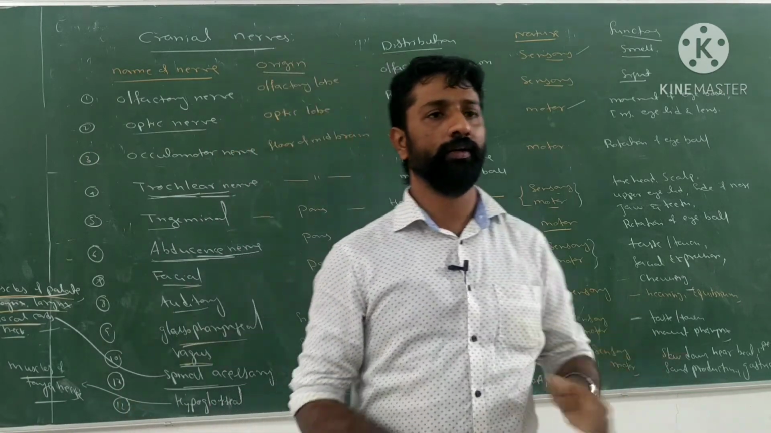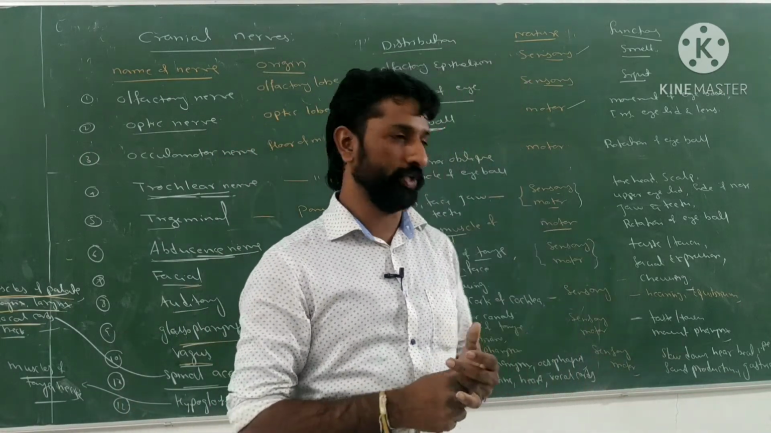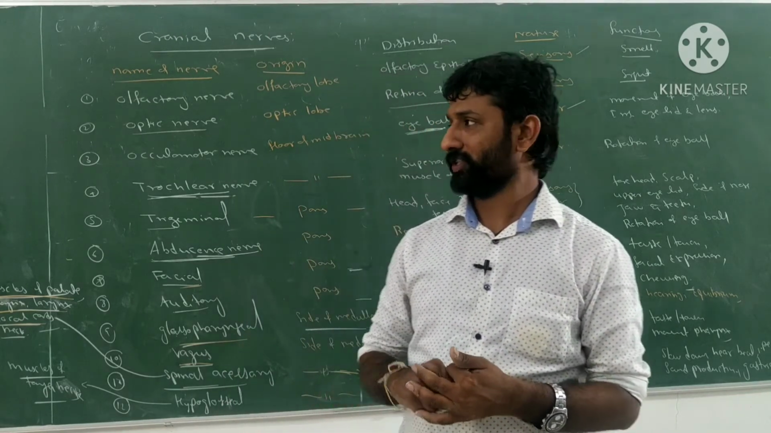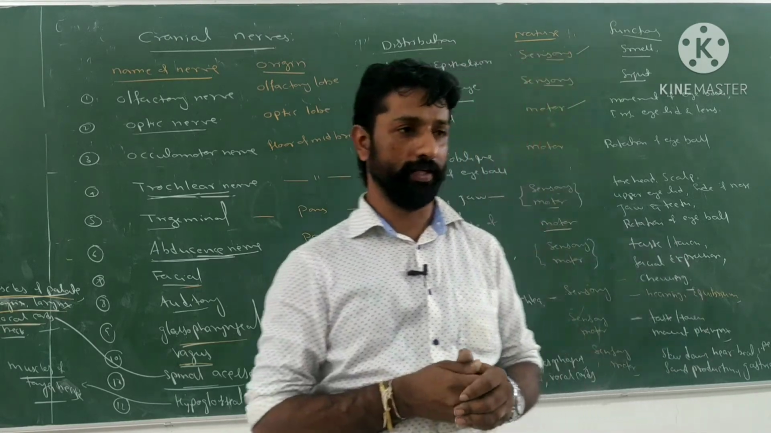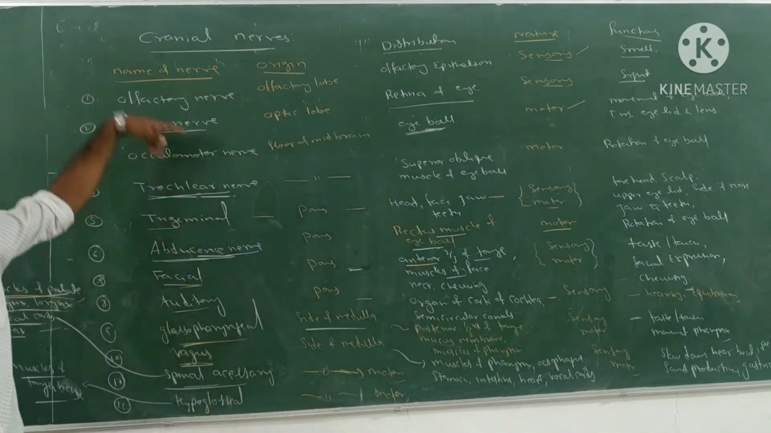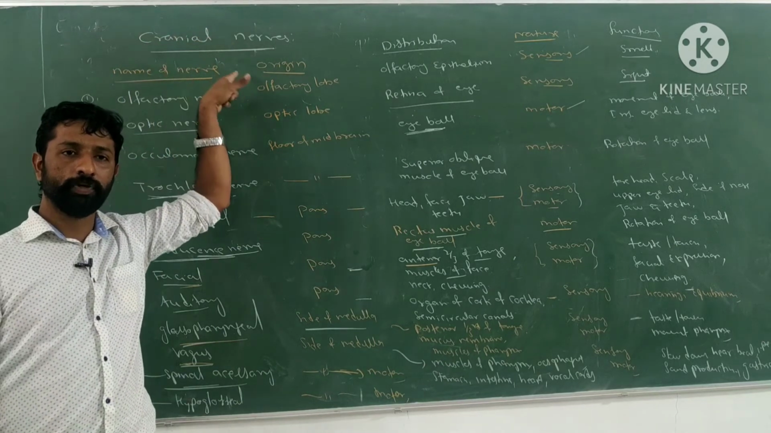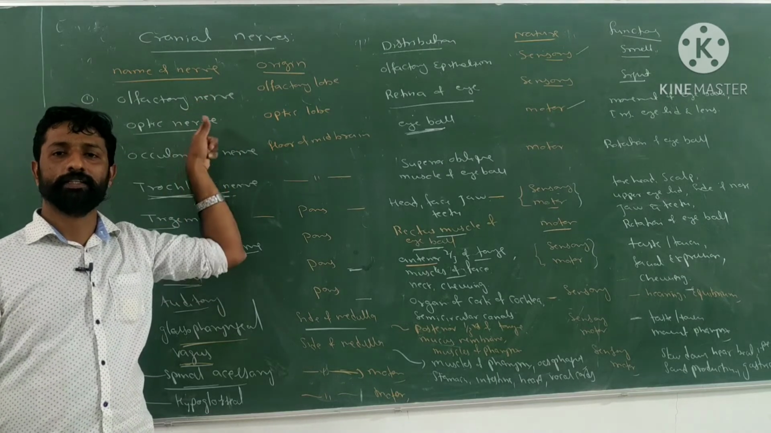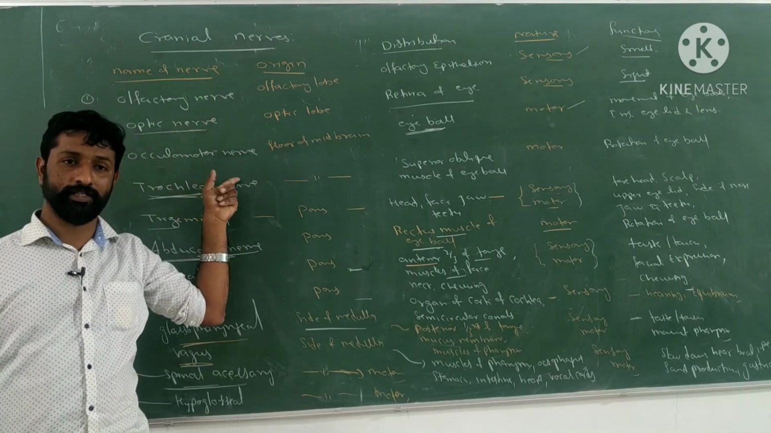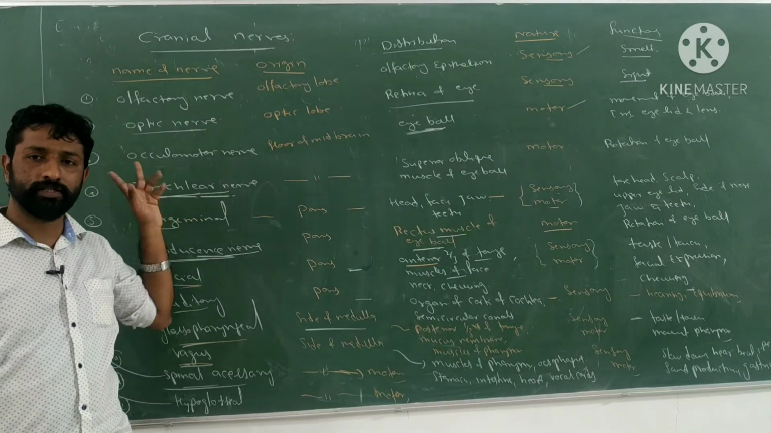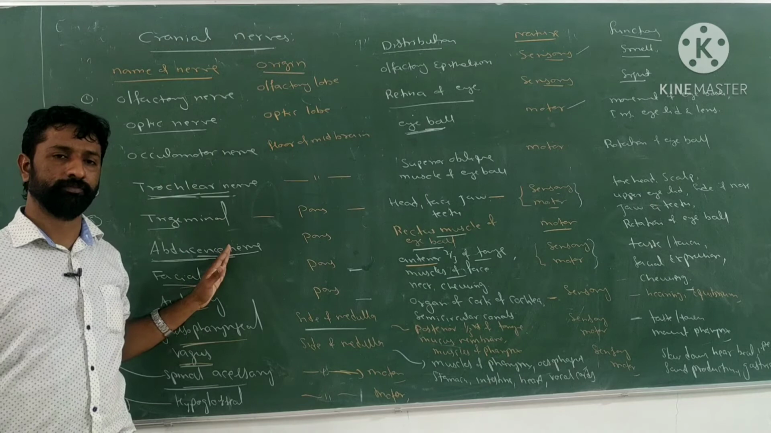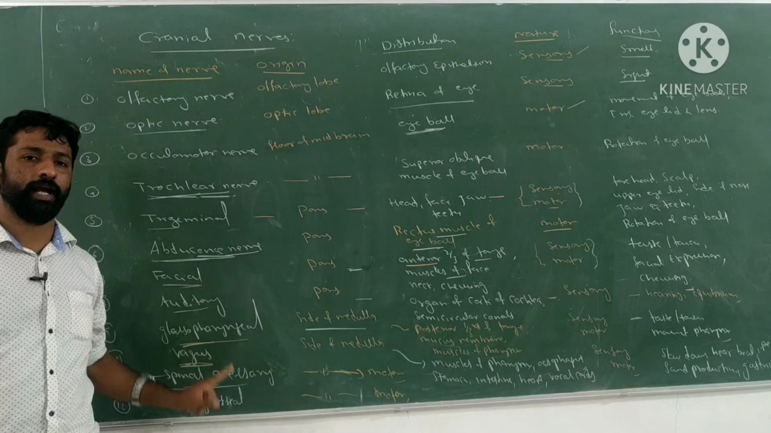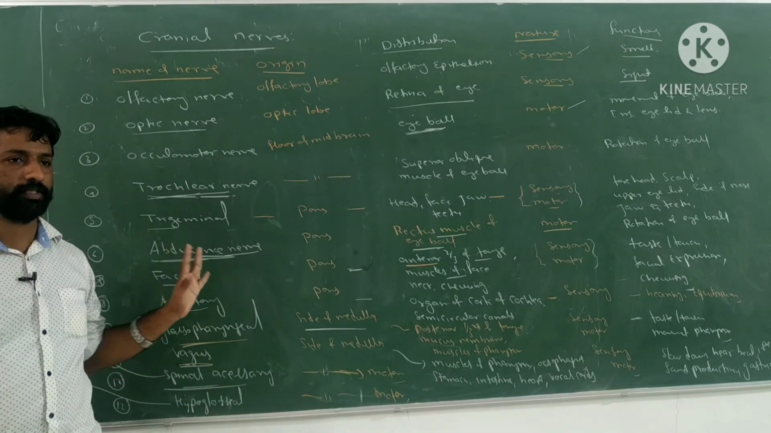Among these 12 cranial nerves, their origin, their nature, distribution and function are more important for the NEET examination. First you remember the names of these cranial nerves in order. First three are, what are those first three? Olfactory, optic, oculomotor. Next two T's, three O's, then two T's. Trochlear and then trigeminal. Next is abducens, facial and then auditory. After that, glossopharyngeal, vagus, next spinal accessory and hypoglossal. So remember this order.